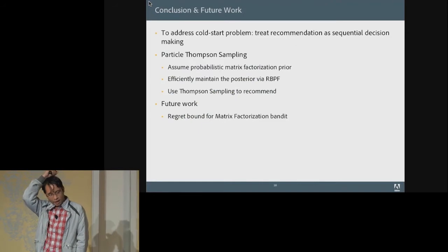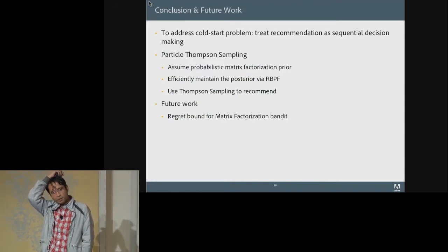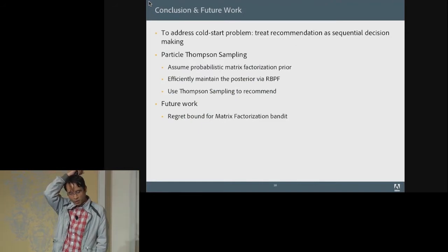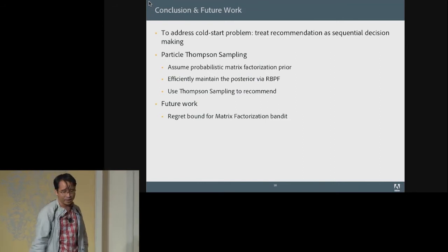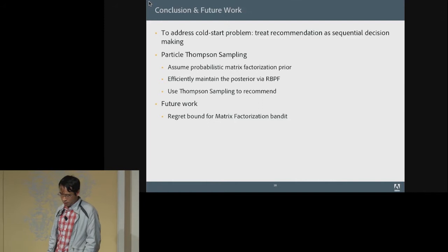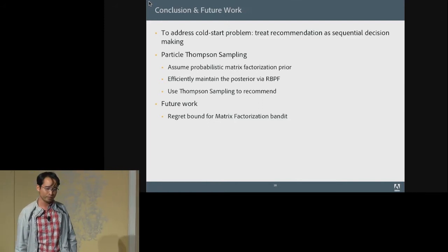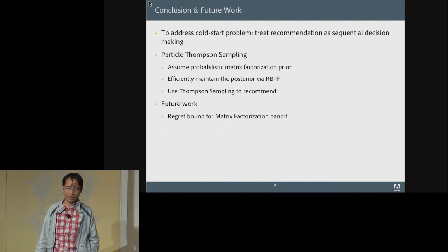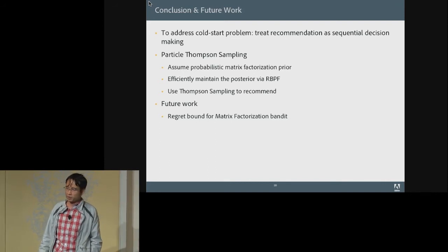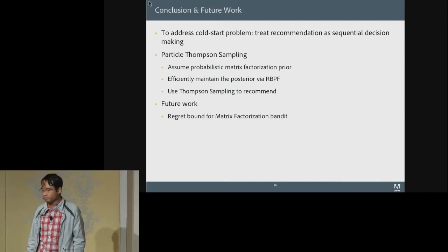So in conclusion, to address the cold-start problem, we'd like to be able to treat recommendation as a sequential decision-making problem. And one of the ideas here is that we can actually use the regularized particle filter to maintain the posterior. In future work, we'd like to work on the regret bound for this problem because we believe that the regret bound can actually be bounded. Thank you.